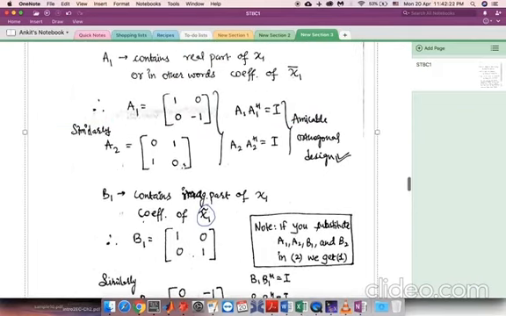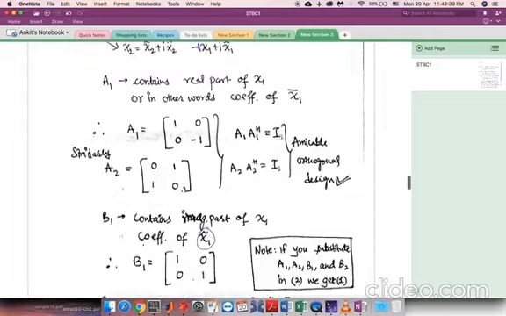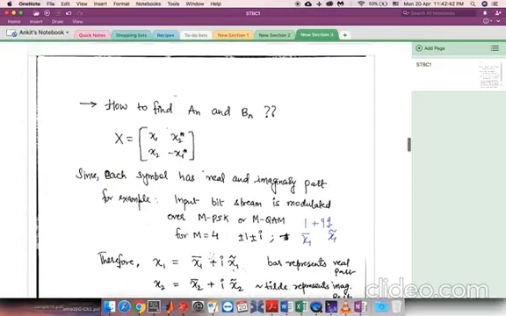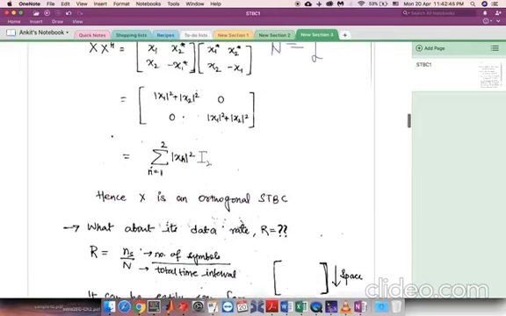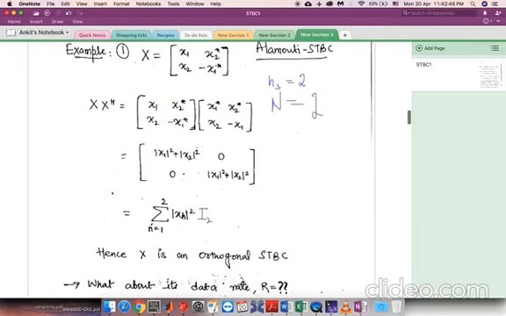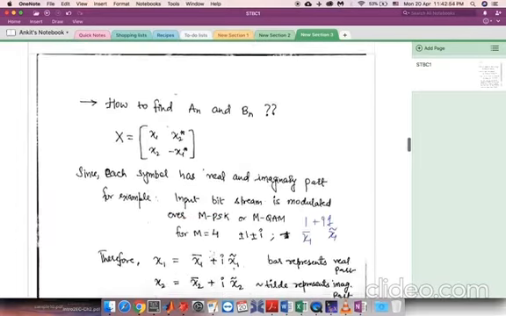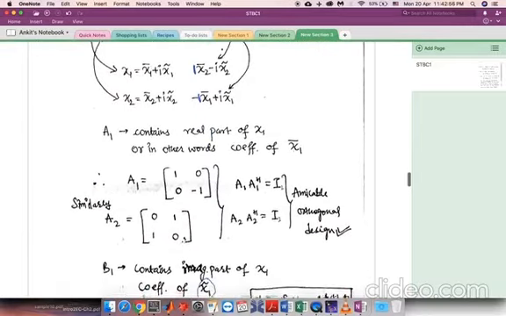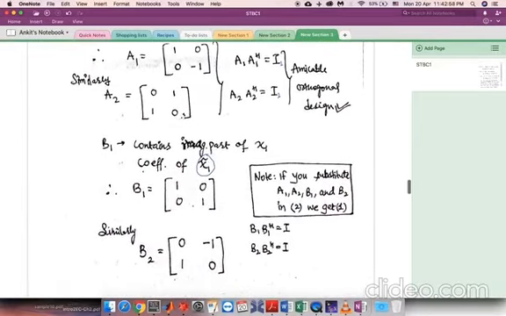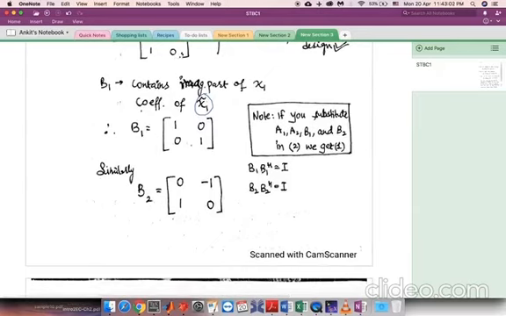Now let's see whether it is amicable orthogonal or not. a1 into a1 Hermitian is equal to I, or you can say I2, the identity matrix of order 2, right? And similarly with a2, yes, it is following that a1 into a1 Hermitian will be the identity matrix, right? So it's amicable orthogonal. Then we can say that X is an orthogonal matrix or orthogonal STBC because it satisfies the first property, X into X Hermitian is this, and then a1 into a1 Hermitian, b1 into b1 Hermitian, and a2 into a2 Hermitian. These are identity matrices, right?